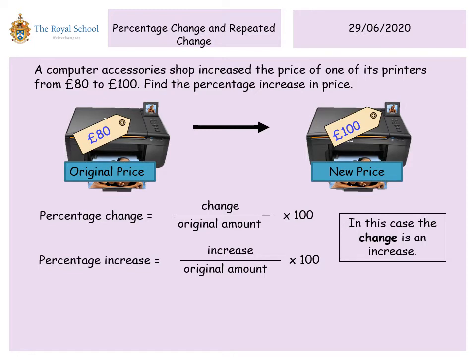Well, from £80 to £100 is £20, which is our increase, and the original amount was our £80, so that's what the printer started off as, and we times that by 100. So we need 20 divided by 80 times by 100, that gives 25%. So our printer has increased by 25%. This is a calculation then to find out that percentage change.